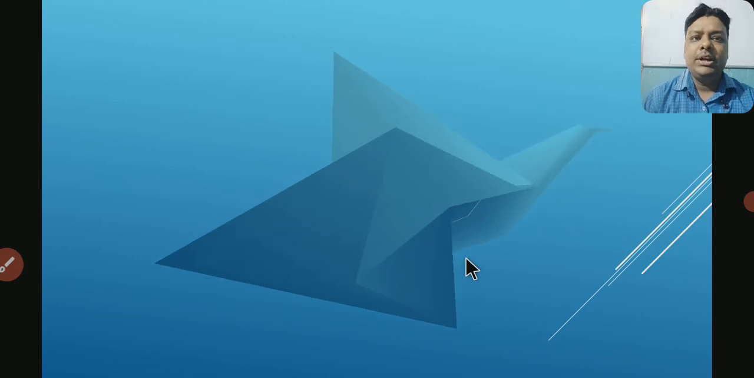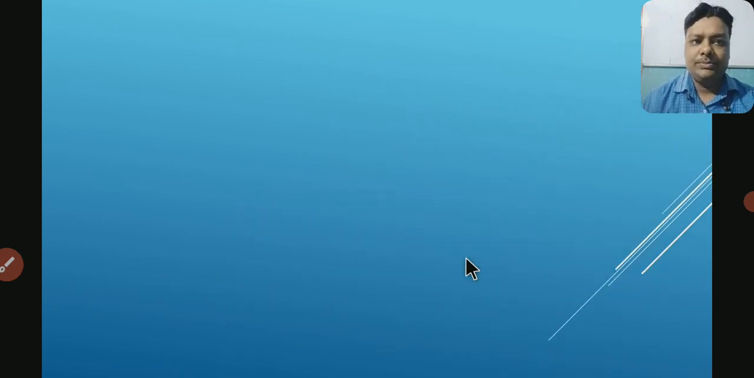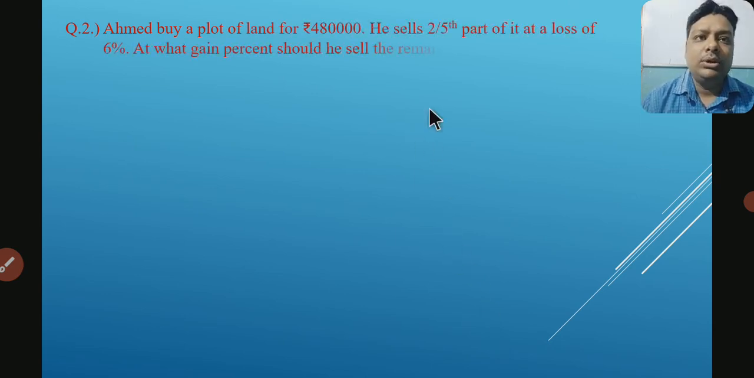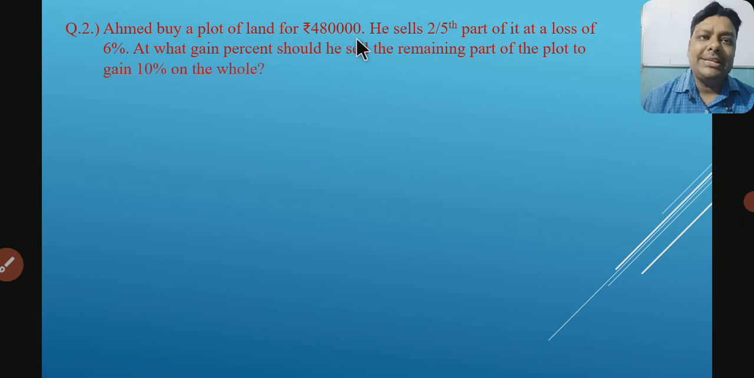Next question: Ahmad buys a plot. This question is already written in your R.S. Agarwal book. A land for rupees 4,80,000, and he sells 2/5 part of it at a loss of 6%.